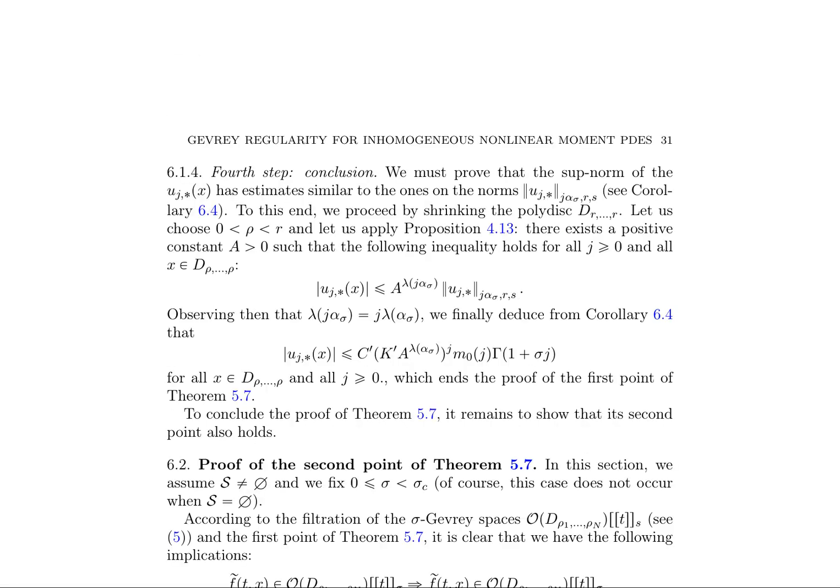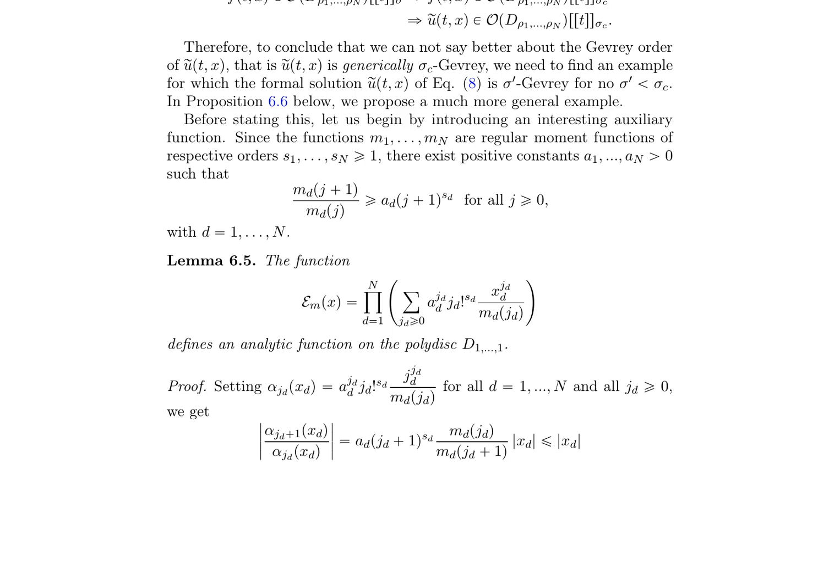The paper discusses the Gevrey regularity for inhomogeneous nonlinear moment partial differential equations (PDEs). It begins by introducing an auxiliary function, which is defined as a sum of terms involving the regular moment functions. This function is shown to be analytic on the polydisk D(1,1). The authors then proceed to prove the first point of Theorem 5.7, which involves demonstrating that the formal solution of the inhomogeneous nonlinear moment PDE is sigma Gevrey. They use a series of inequalities and calculations to establish this result, leveraging the properties of the Gevrey spaces and the definition of the auxiliary function.